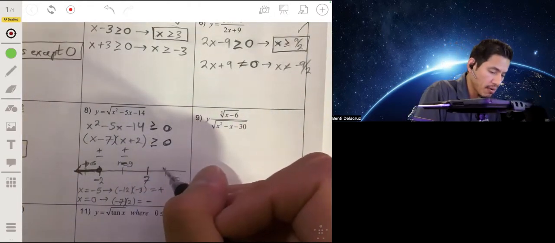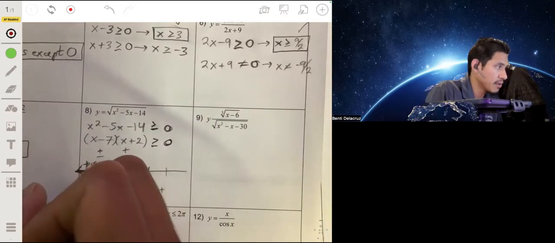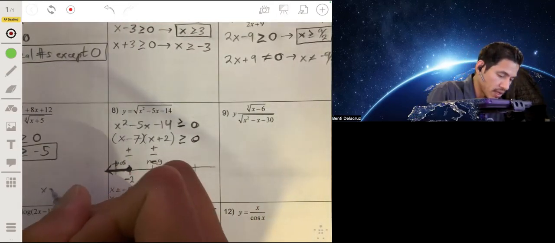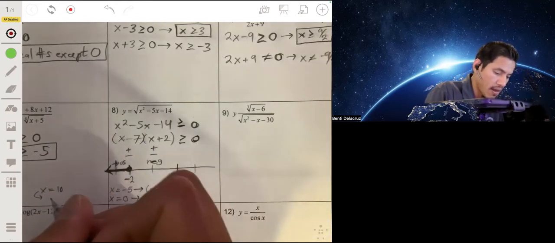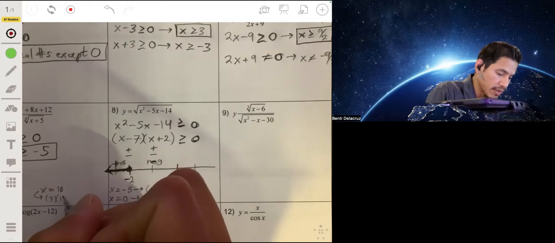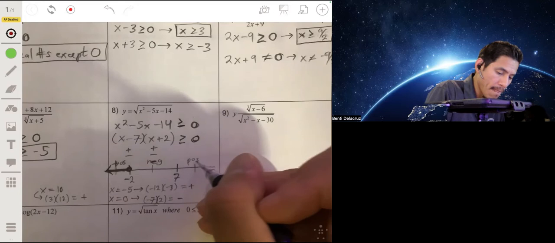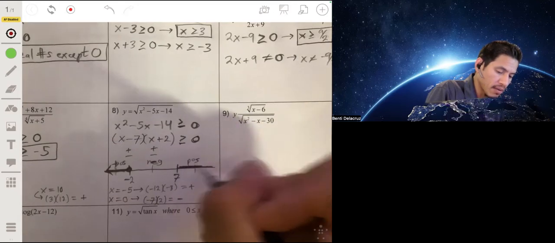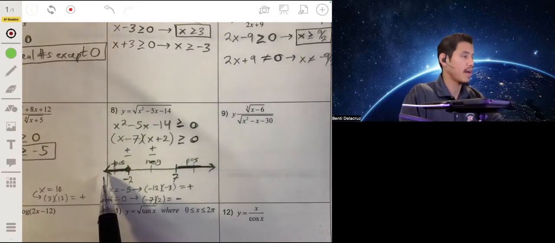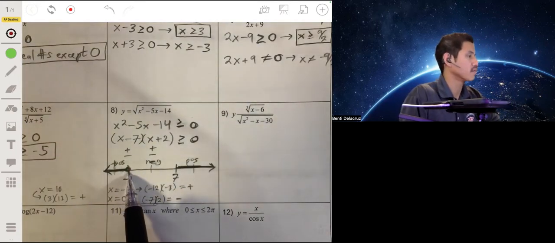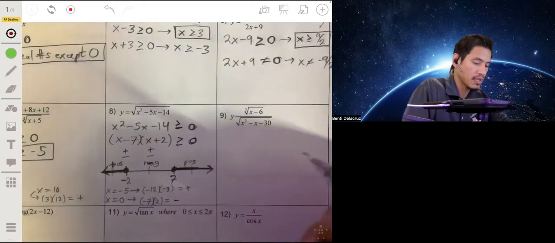And now we check a number in here. Let's pick x is 10. If I plug x is 10 in here, I would get 3 times 12, and that'll give me a positive number. And that's good. That's what we want. We want a positive number. And so then our domain would be values up to and including -2 and values greater than or equal to 7.